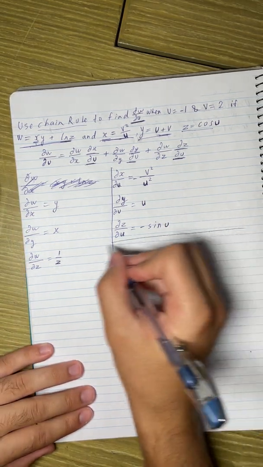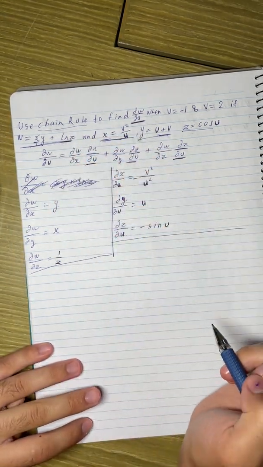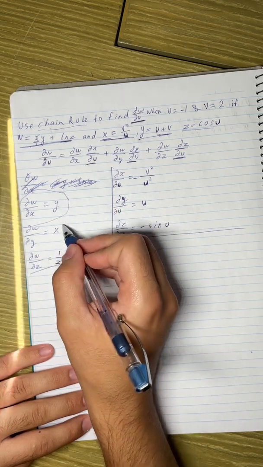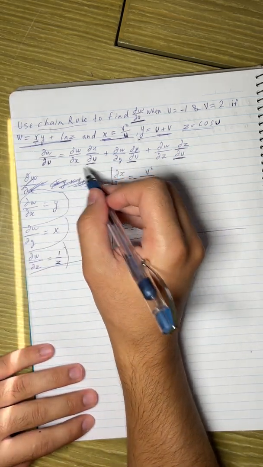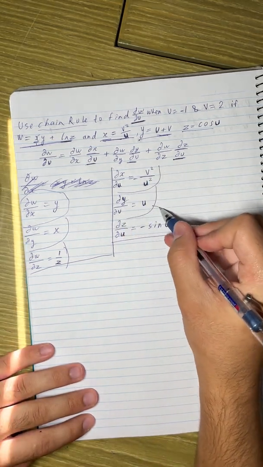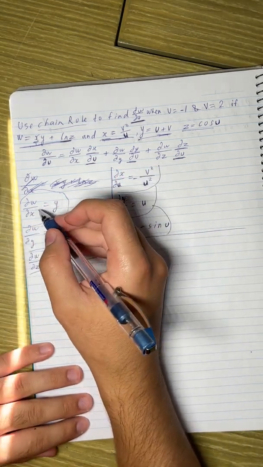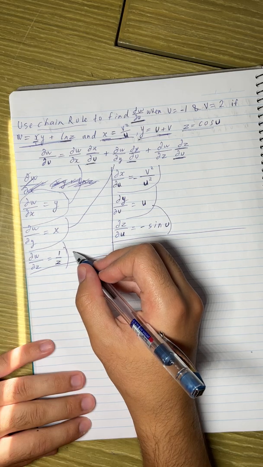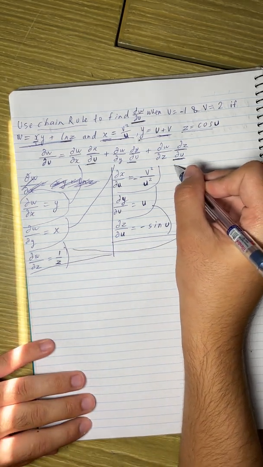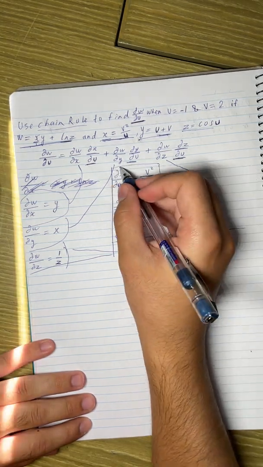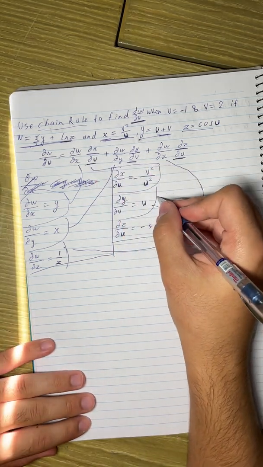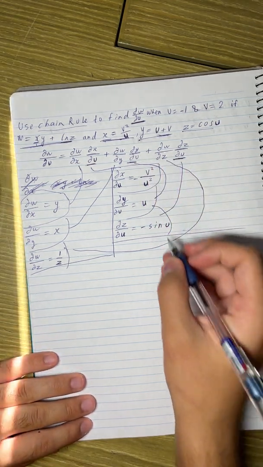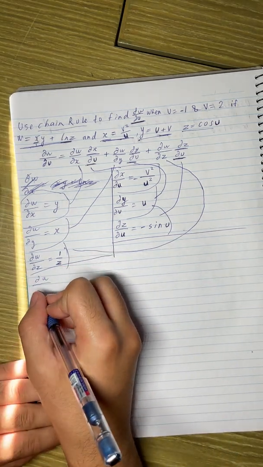Okay, now that we found all these differentiations, we just have to sub all of that into dw over du. We sub every function into this chain rule formula. So we see dw over dx, dw over dy, and dw over dz here, and dx over du, dy over du, and dz over du.